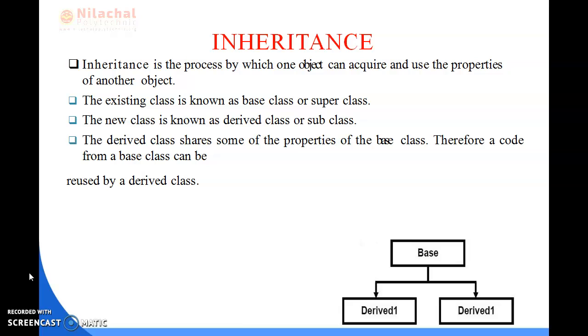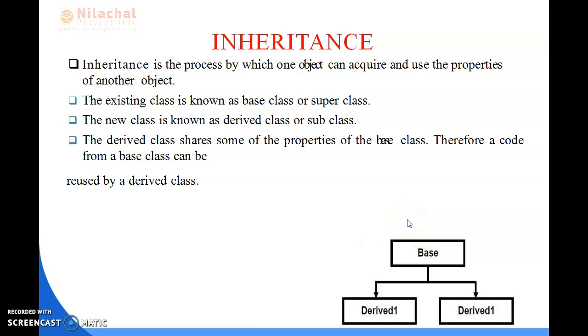This concept of inheritance provides reusability. It means that we can write the code once and can use it at many places. We can add new features to an existing class without modifying it. As you can see in this diagram, the upper part is known as the base class and the lower part is known as the derived class.